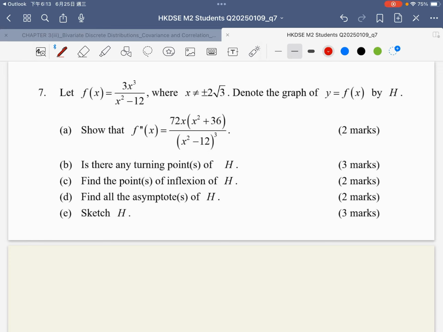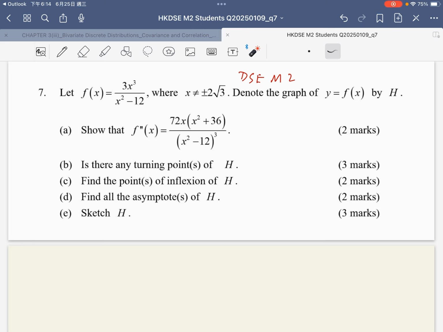This question is from DSE M2, a sketching problem. A typical sketching problem. Let's look at this one. Given a function f(x) equals 3 times x to the power 3 over x squared minus 12, where x is not equal to positive and negative 2 times root 3. Of course, it is because these 2 points are where the asymptotes occur.